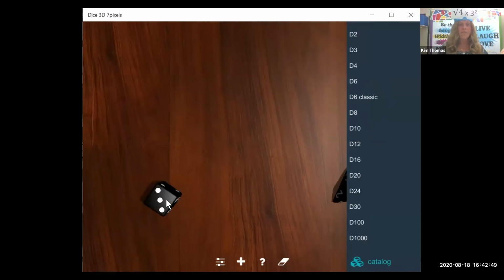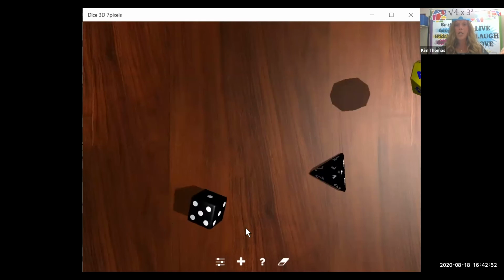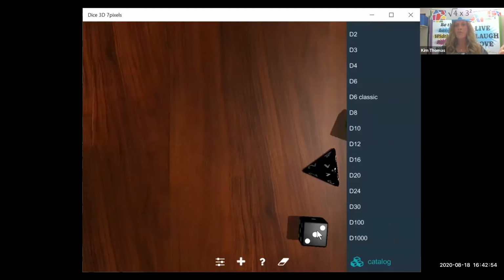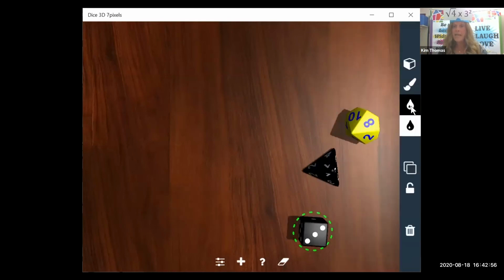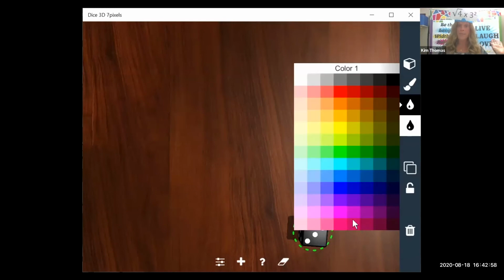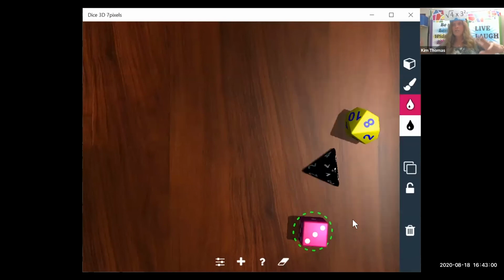But look what you can do. You can add any of these sided dice. You can add, and not only that, you can change the color to whatever you want. If you like this, and then I can change it. Oh, hey, you know, I'm a pink girl. I like pink. There we go. So there's just so many different things you can do with this app.